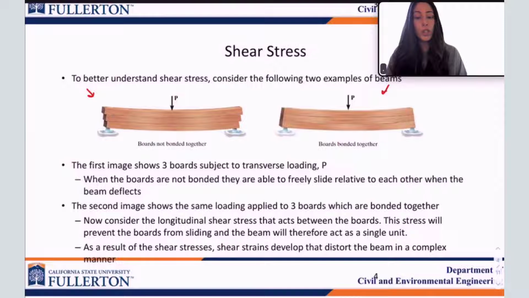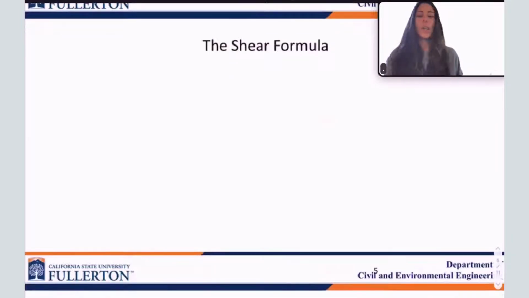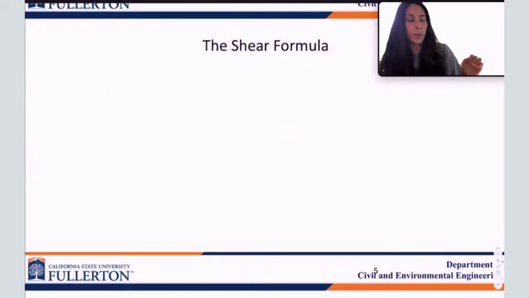As a result of the shear stress, we also now incur shear strain that develops, and this distorts the beam in a complex manner. We are going to discuss shear stress in this context, and we also know that it corresponds to shear strain, right? Stress and strain can be connected to each other through Hooke's law, okay? We're going to go over Hooke's law in a different video. With that information, let's do a quick derivation. Because this is a review video, we're not going to go into too detailed of a derivation, but I want to go over a quick derivation with you where we can come up with the shear formula, okay?